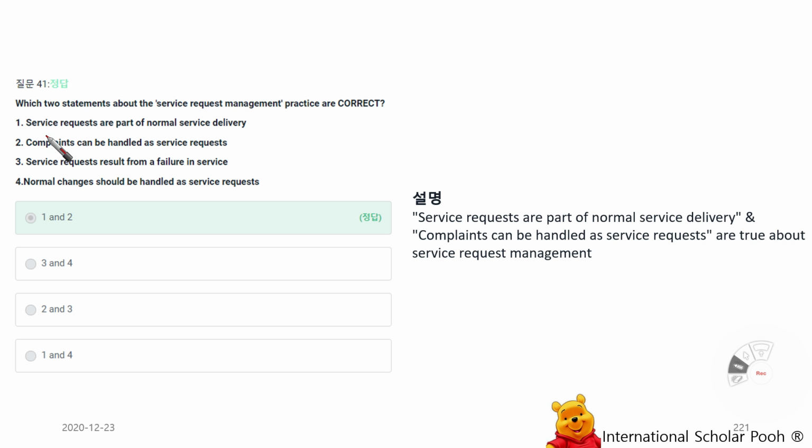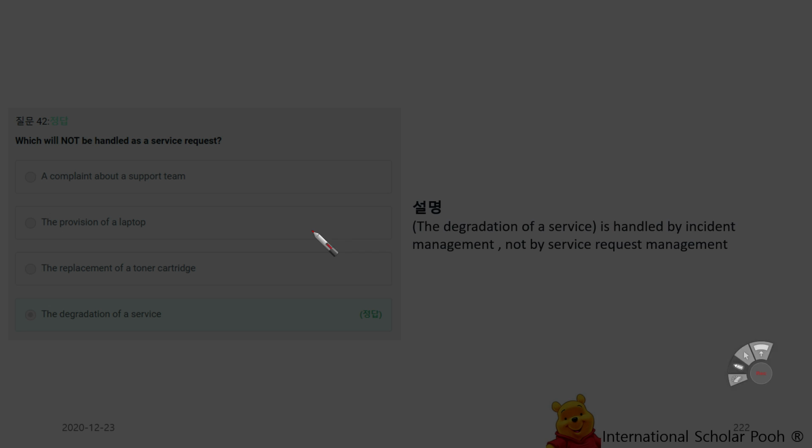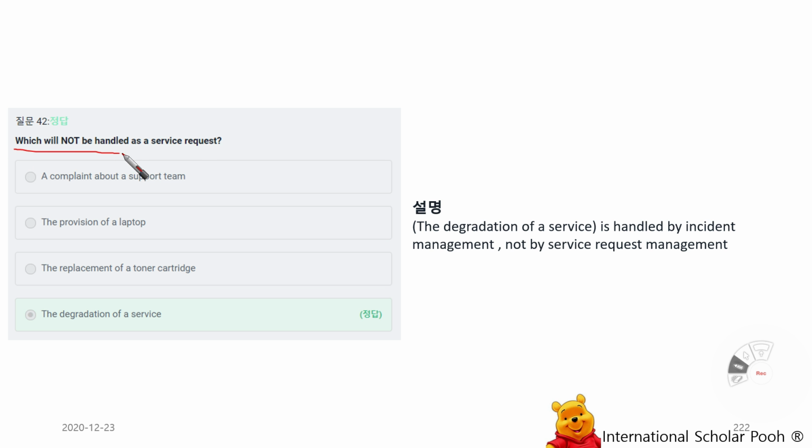Service requests are part of the normal service delivery. Complaints can be handled as a service request. Service requests are part of normal service delivery, and complaints can be handled as a service request. Which will not be handled as a service request? The degradation of a service. Degradation of a service is handled by incident management, but not by service request management.